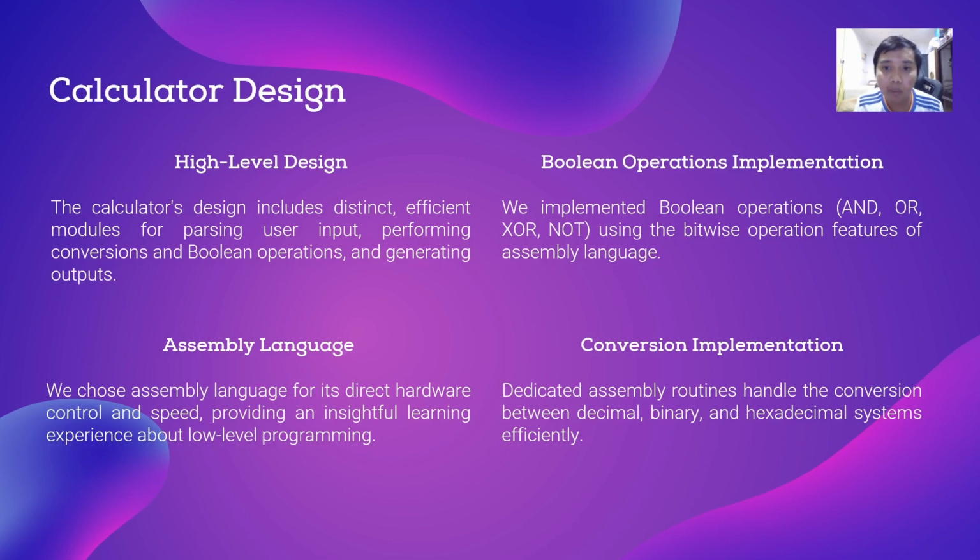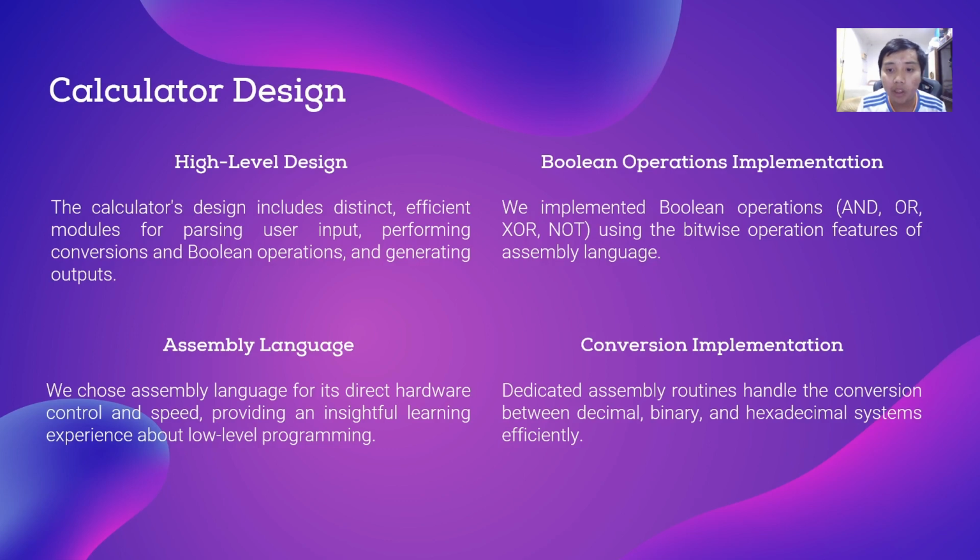The third point is Boolean operation implementation. We can implement Boolean operations such as AND, OR, XOR, and NOT using the bitwise operation features of assembly language. By utilizing these bitwise operations provided by assembly language, we can perform Boolean operations effectively and accurately. These operations are essential for programmers when working with binary data, flags, and logical conditions.